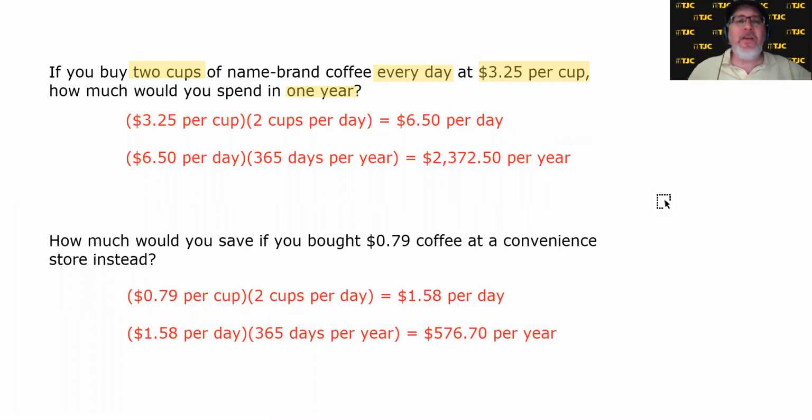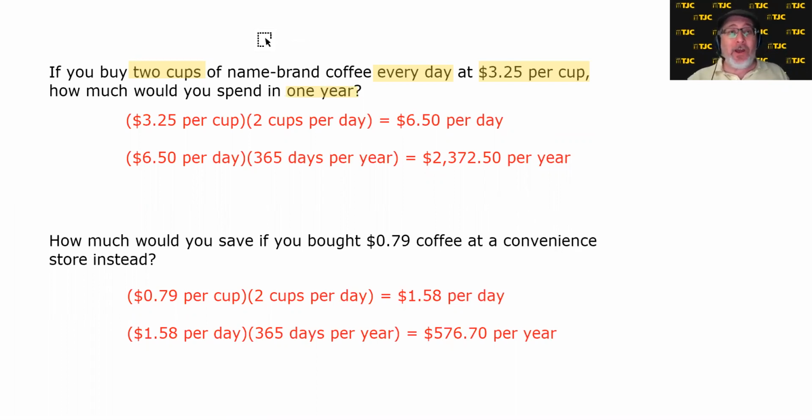Wasn't sure if I hit it correctly, but $1.58 per day for 365 days per year is $576.70 per year, which some people would say is a lot of money to pay for coffee, but compare it to the previous amount. And speaking of which, we were asked how much would we save.